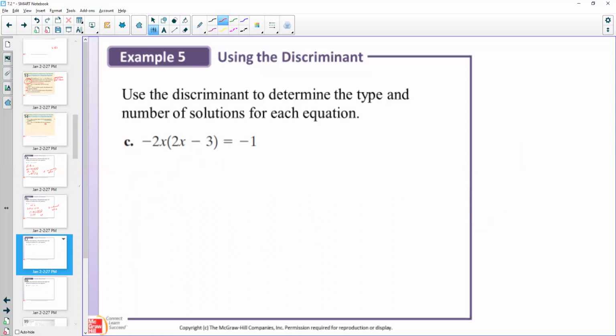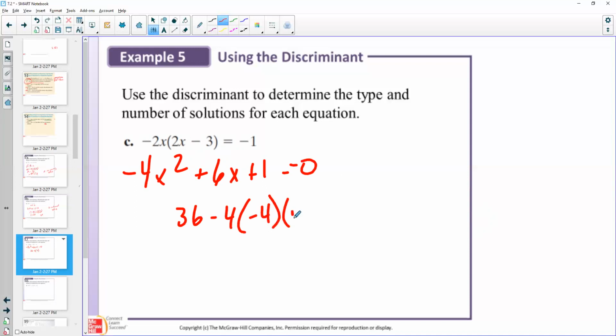You try a couple. This one, got to put in standard form first, right? So when we put this in standard form, we get 4x squared plus 6x plus 1 equals 0. Discriminant would be b squared, so 36, minus 4 times negative 4 times 1. 36 plus 16 gets me 52. 52 is not a perfect square, right? But it is greater than 0. So that means 2 irrational solutions.